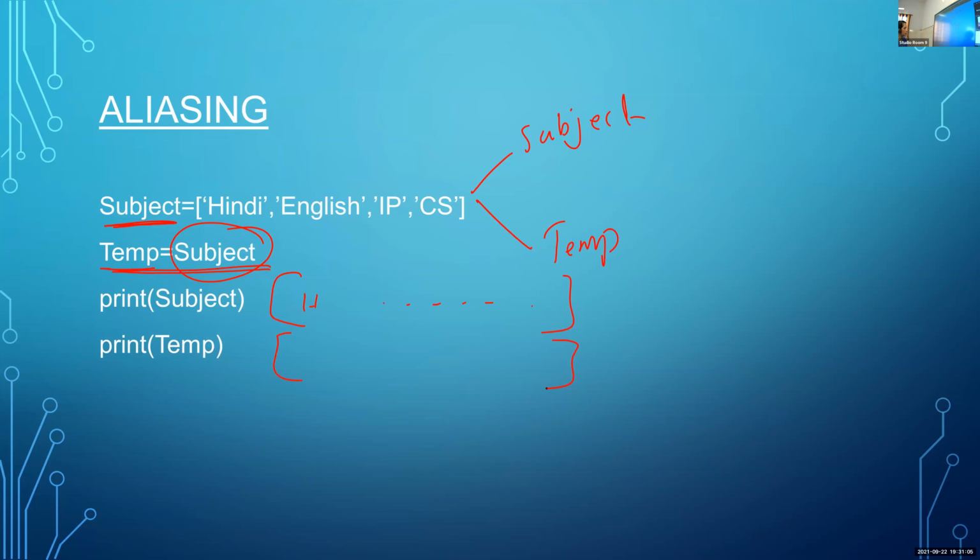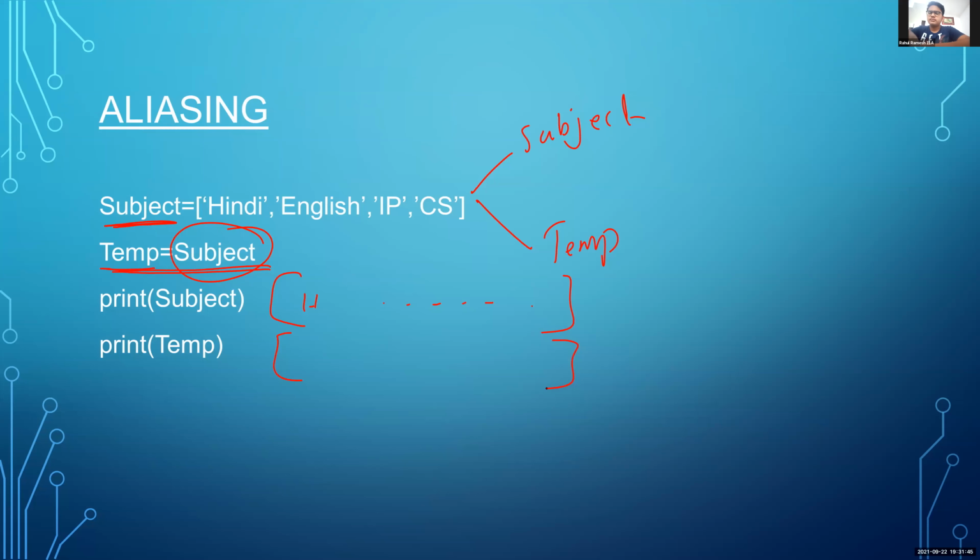We are just giving a duplicate name for this subject. For that I am using this statement, temp is equal to subject. So print subject will display the same content, that is Hindi, English, IP, CS. Print temp is also the same, that is Hindi, English, IP, CS. Okay. Abhilash, yes, ma'am. Is it clear? I can explain one more time.